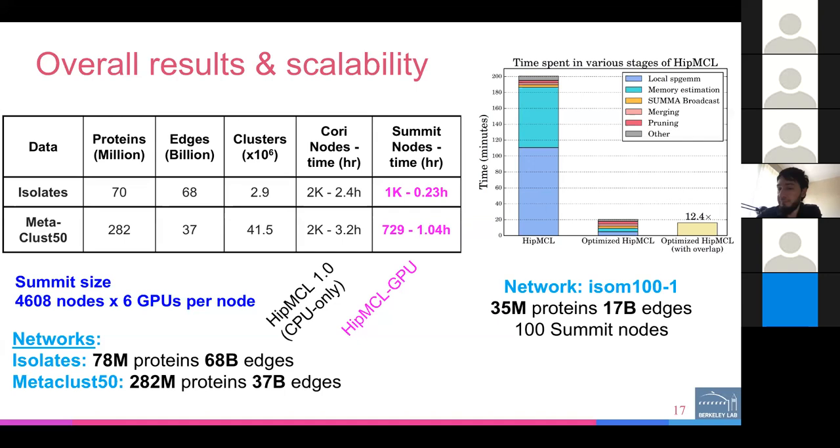So here, as you can see, there are two networks. The isolate network is more dense compared to the meta-class network. And in the isolate network, the GPU-enabled HipMCL clusters the protein network in 15 minutes, compared to using 2K nodes on Cori and having a time of 2.5 hours.